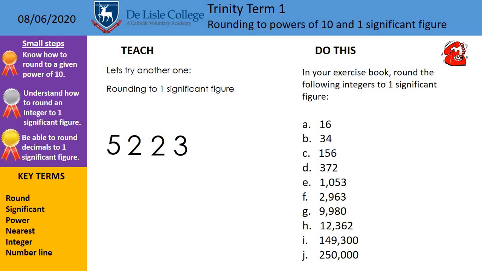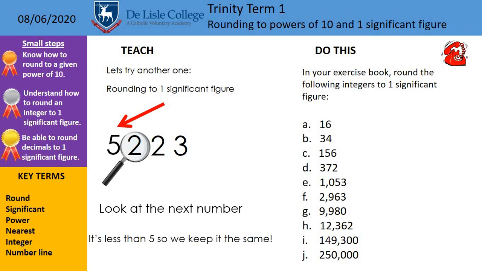Okay, so here we've got 5,223 rounded to one significant figure. So the 5 is our first significant figure. That's what might change. The 2 is in charge of whether or not it changes. And we know the rules of rounding. It's less than 5, so we keep that 5 the same. Okay, everything afterwards becomes zeros. Right, if you could now work through the questions on the right hand side, round all of them to one significant figure.